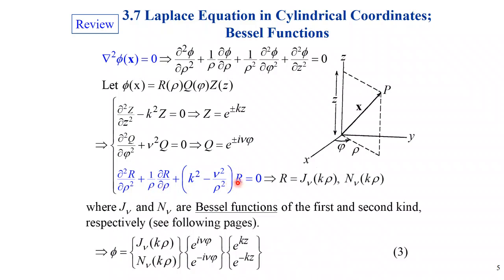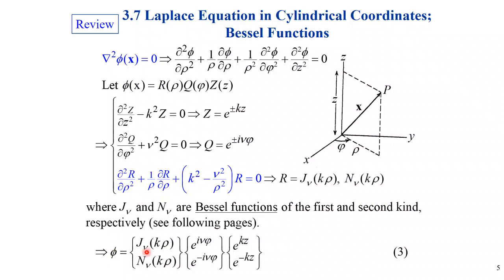So R must be a function of rho, k, and mu. So the solution will be simple. R is a function of J mu of k rho, and we have Bessel functions and Neumann functions. That's the Bessel functions of the first kind and Bessel functions of the second kind, respectively, just like the previous case.